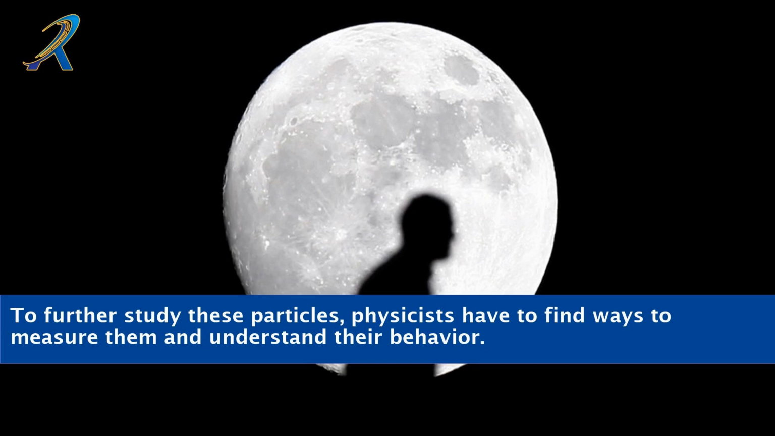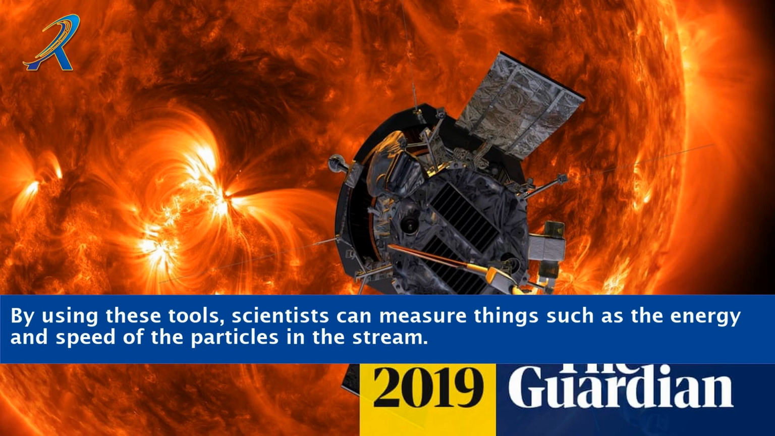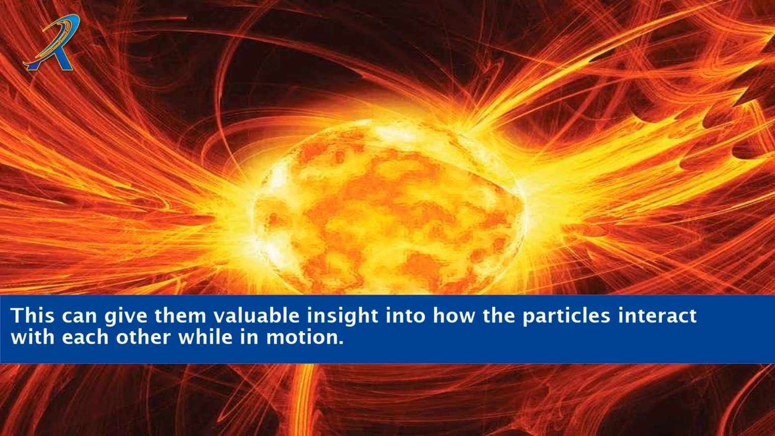To further study these particles, physicists have to find ways to measure them and understand their behavior. This requires the use of special equipment like particle detectors, accelerators, and other instruments. By using these tools, scientists can measure things such as the energy and speed of the particles in the stream. This can give them valuable insight into how the particles interact with each other while in motion.